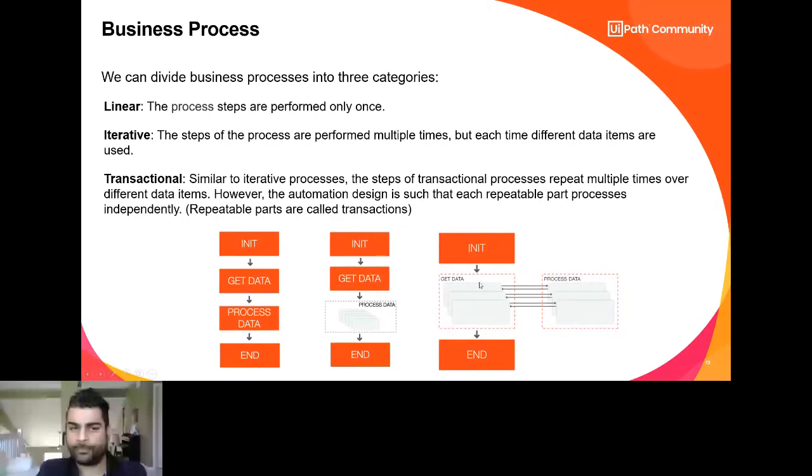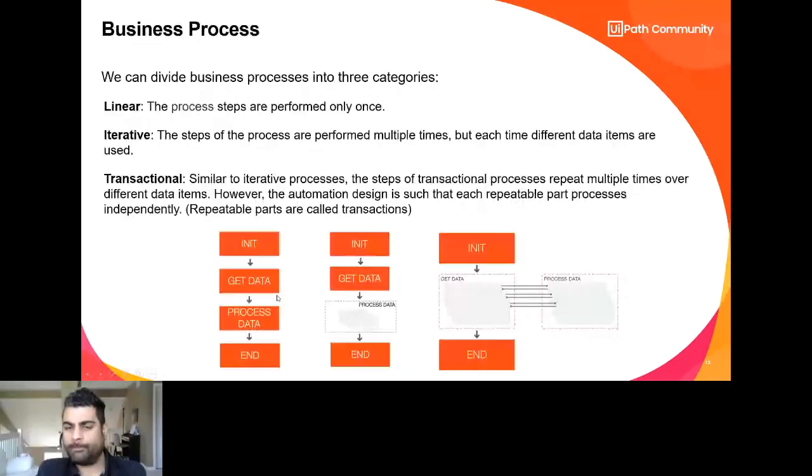The third type of business process is the transactional. It is almost similar to the way the iterative business process works, but here each process is handled separately. That is the key point. In the automation design, each repeatable part is independent of each other, and that is what the RE framework relies on, the transactional business process.